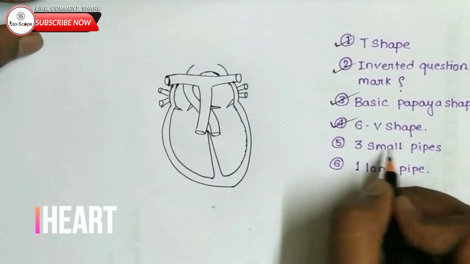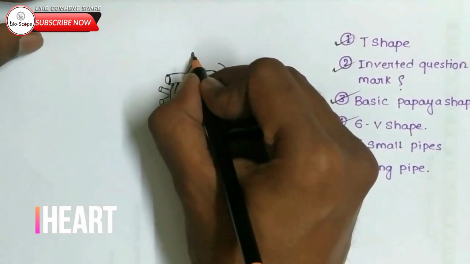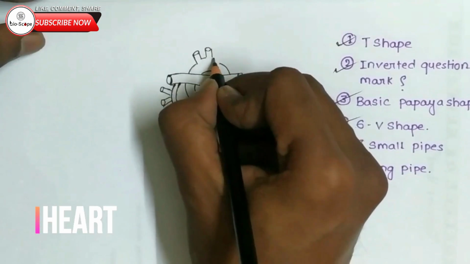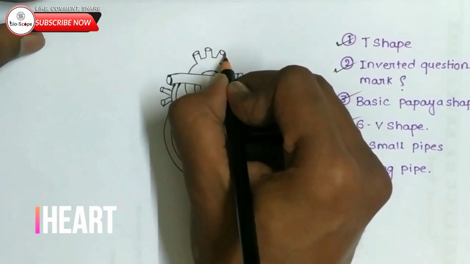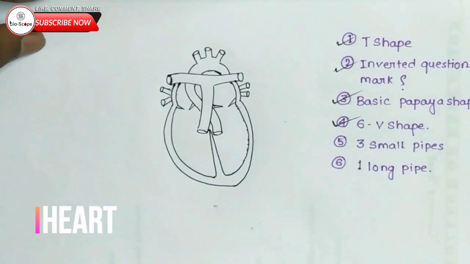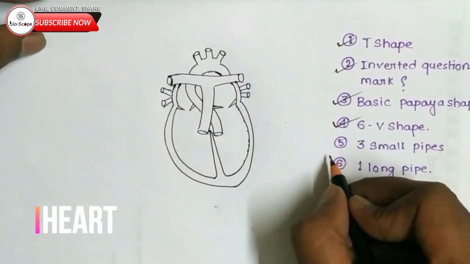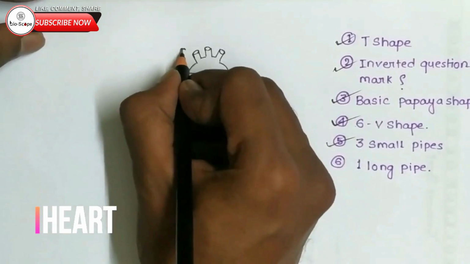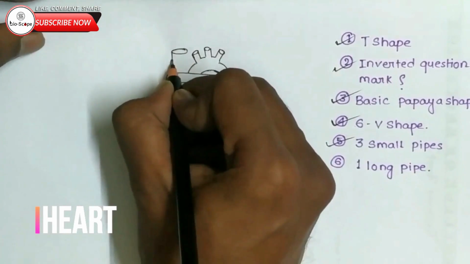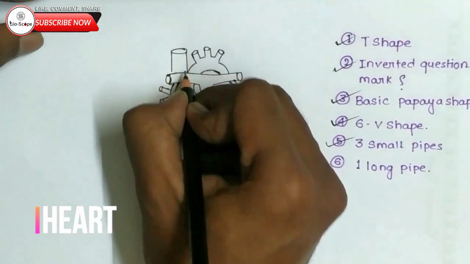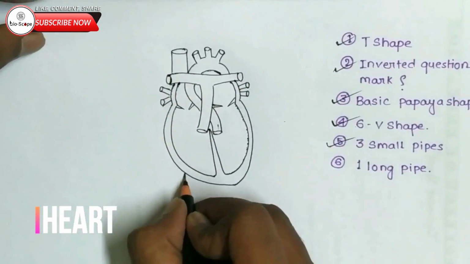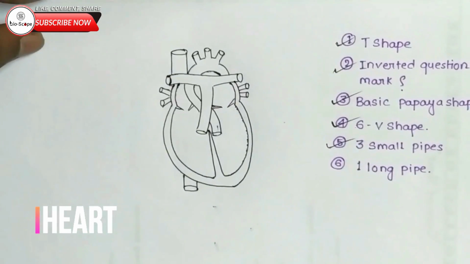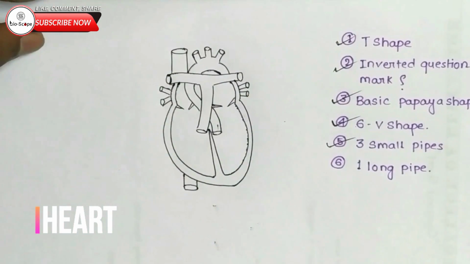Now you have to make 3 small pipes at the top of this inverted question mark, which we have made earlier. Now you have to make 1 long pipe. So here is the structure of your heart.